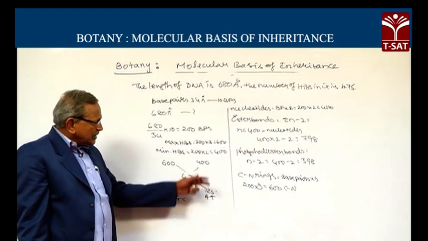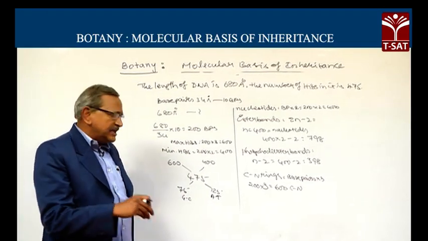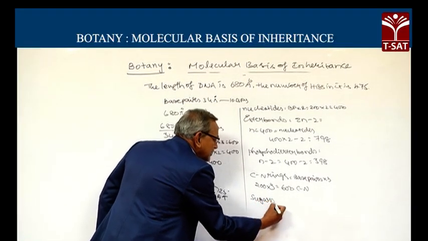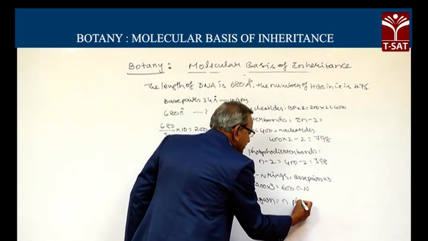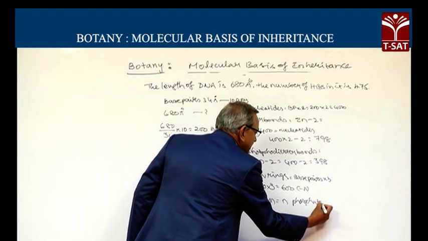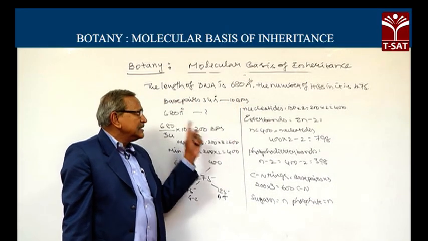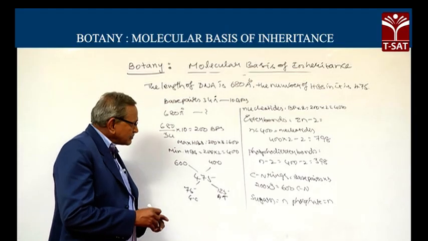And it is not given, but we can consider how many sugars are here, how many phosphates are here. Number of deoxyribose sugars will be equal to n. Number of phosphates also will be equal to n, and we know the value of n, that is the number of nucleotides in the given DNA.